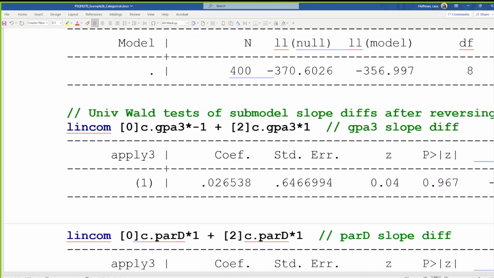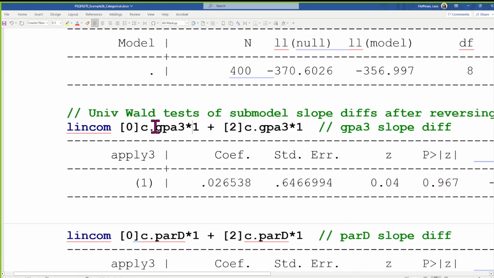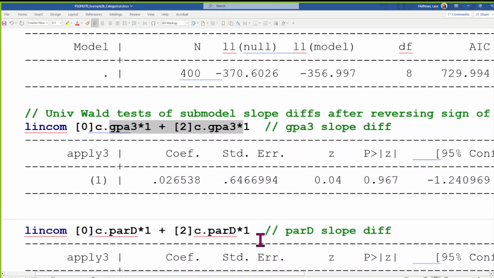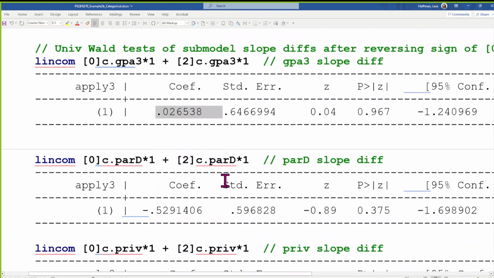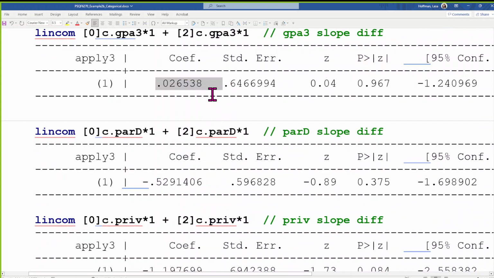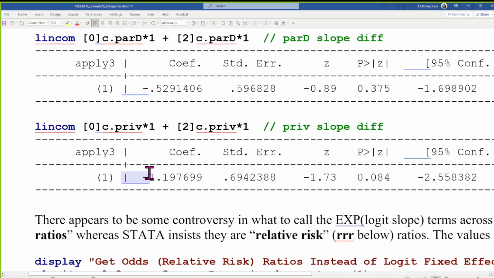So it's kind of like absolute value is essentially what I'm doing here, in a roundabout sort of way. So that's why I'm saying this is a slope difference, even though it looks like I'm adding them together, because I reversed the sign of one of them, which ends up making an addition instead of a subtraction. And the results suggest, as I guessed, nope. The difference in the effect of GPA across submodels, once I control for the difference in direction, no difference, not significant. Same thing is true for parent graduate degree. Private school almost has a difference, but not quite.